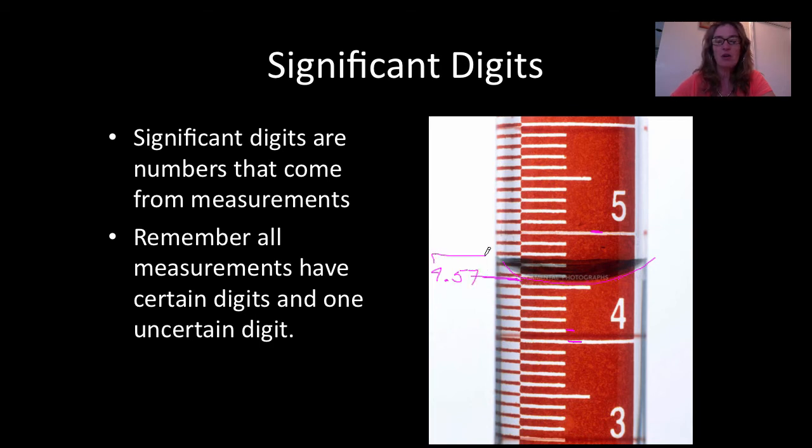So these are all significant digits. These two are certain because I used the lines or graduations on my instrument to tell me that I had a 4.5. However, there's a space in between here, and since my volume falls in between these two spaces, I must recognize that I don't know the exact number, but I'm going to guess this last digit. And so we call this uncertain. But all of these digits are significant because they came from a measurement.